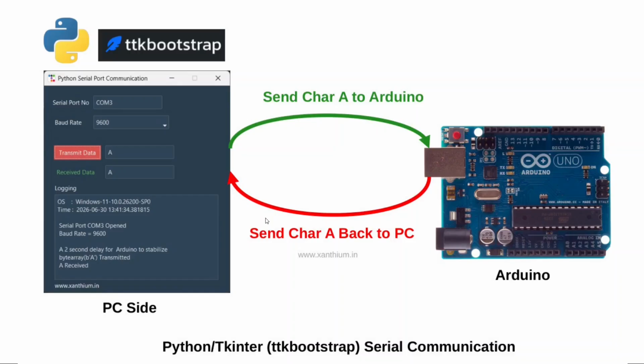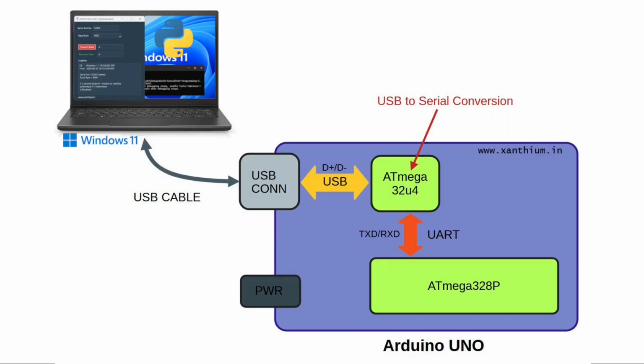You can connect the Arduino to the PC using the USB cable. Here is a more detailed breakdown of the connection. We have the code running on Windows 11 here, connected to the Arduino using the USB cable. Inside the Arduino, there is a chip that will convert the USB to serial.